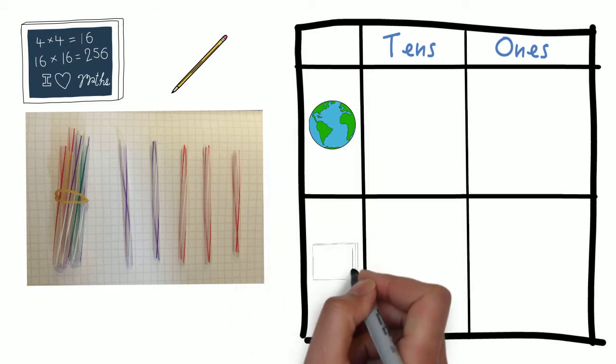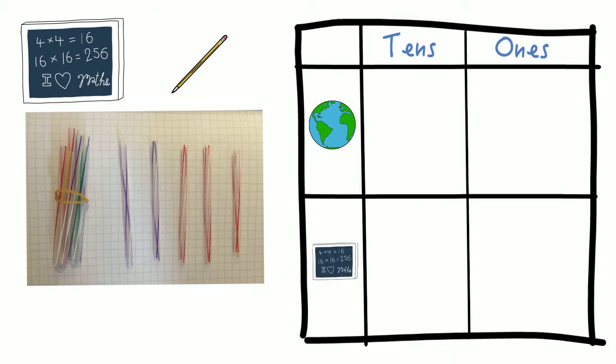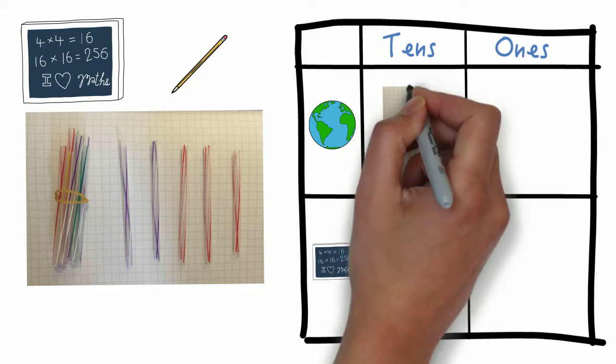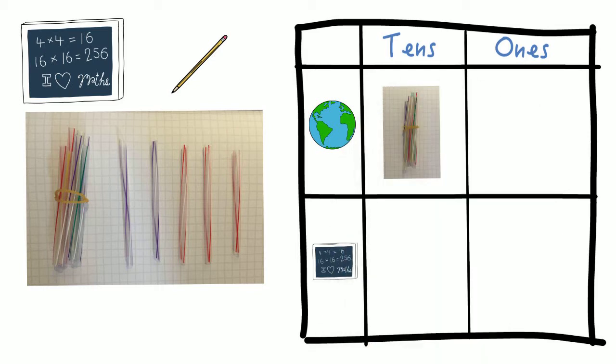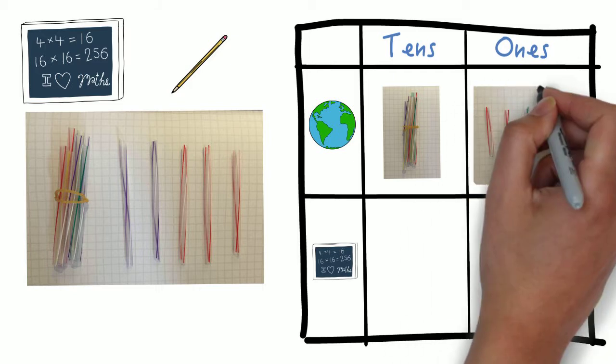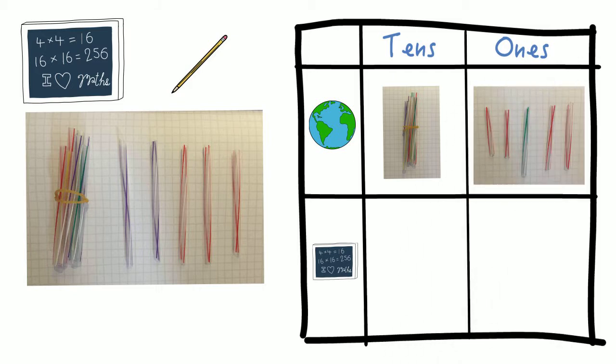Make sure you've got both the real world and the maths world in this chart. First, put the picture of the real world number that you've made. And we made 15, one 10 and one 5. First, write down the ones. We've got 5.